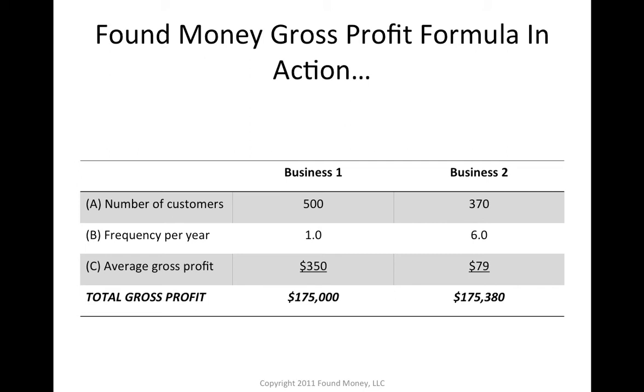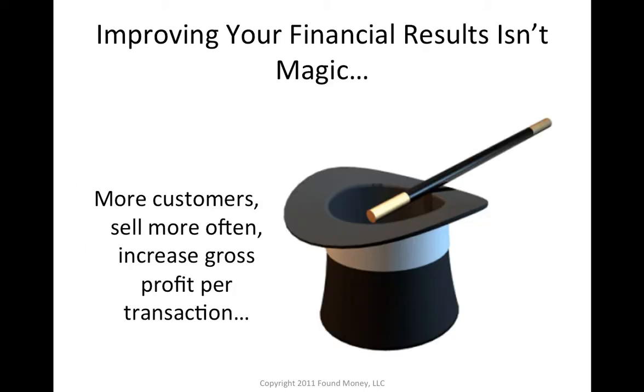So you need to look at your customers: how many you have, how often they buy, and how much you make each time they buy from you. Improving your financial results then really isn't magic, now that you know that. The way to do it is simply get more customers, or sell more often to the customers you have, or increase how much you make each time a customer buys from you. Really, those are the only three things. I mean, there's a whole bunch of other smaller nuances, but those three big rocks are going to let you increase your financial results to pretty much anything you want them to be.